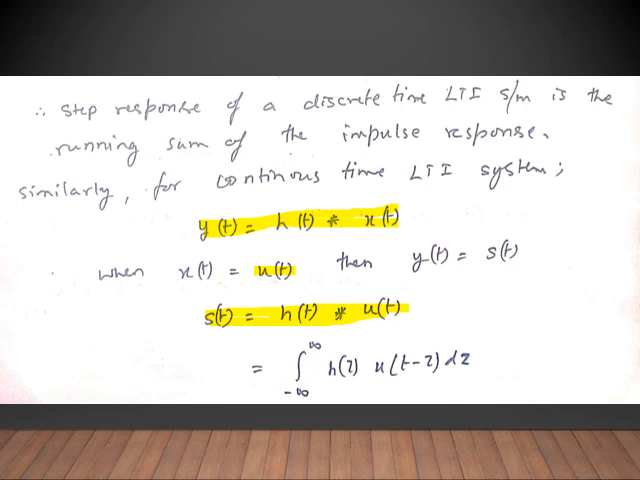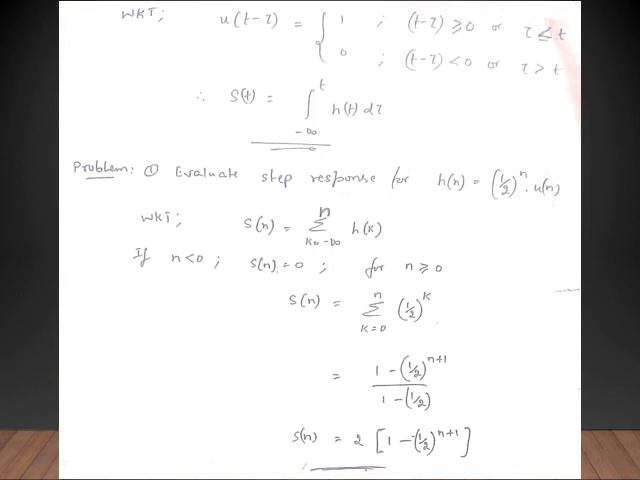If I take the convolution integral here, it becomes the integral over tau from minus infinity to infinity of h of tau into u of t minus tau d tau. Now we have to substitute u of t minus tau as 1, which is the only possible condition. We know that u of t minus tau is equal to 1 only when t minus tau is greater than or equal to 0. In terms of tau, it should be less than or equal to t. For tau greater than t, the value of u of t minus tau is equal to 0.